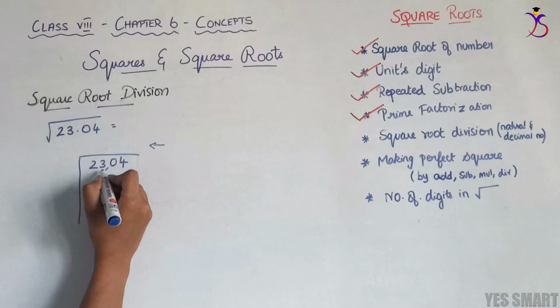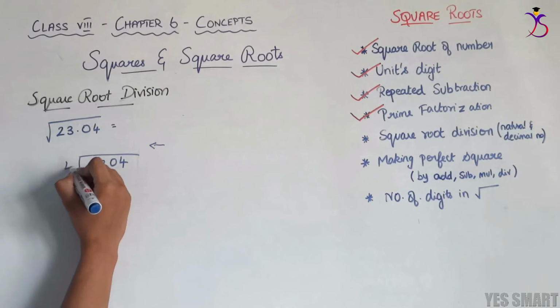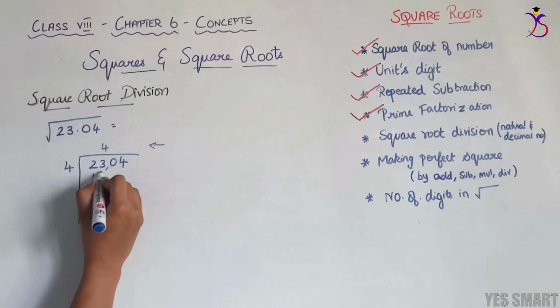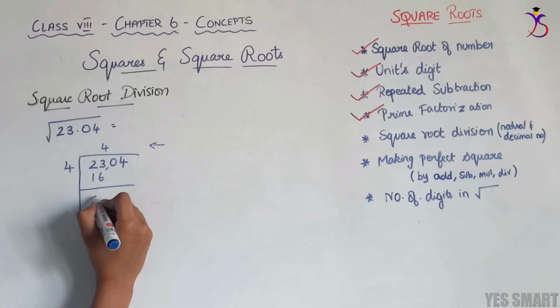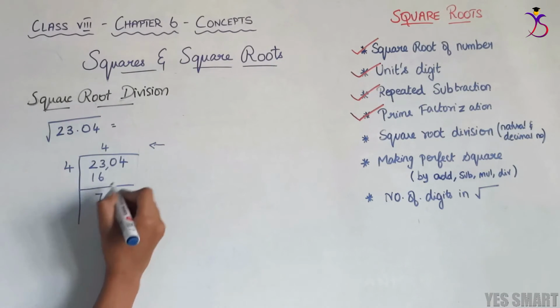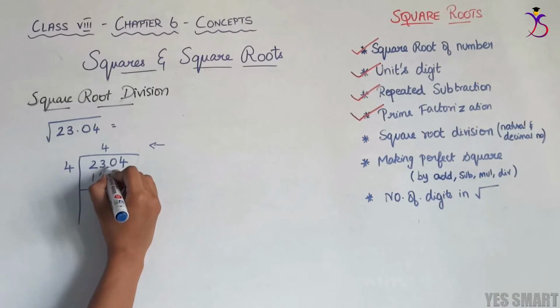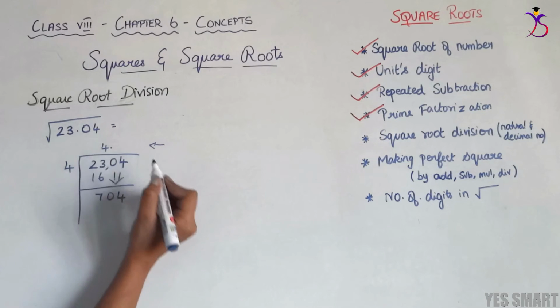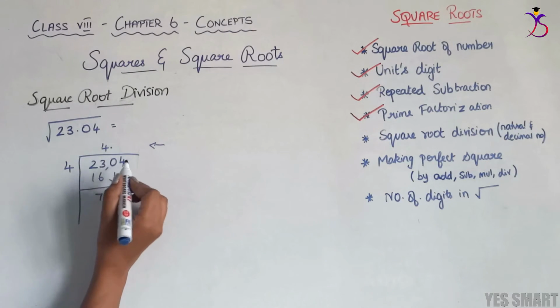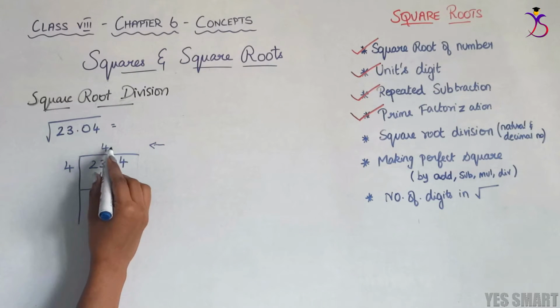So if I take 5, 5 5s are 25, which is greater than 23. So I'm just going to 4. 4 4s are 16. On subtracting, we will get the remainder 7. Now let's bring the next pair down. Since we have crossed the decimal point, I'm just keeping the decimal point in the quotient as well, because the decimal point is between 3 and 0 in the equation. We have just crossed the decimal point and brought the second pair down.